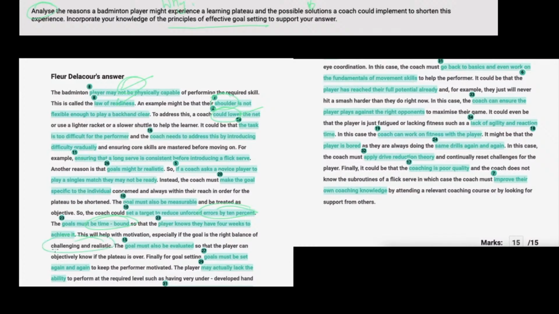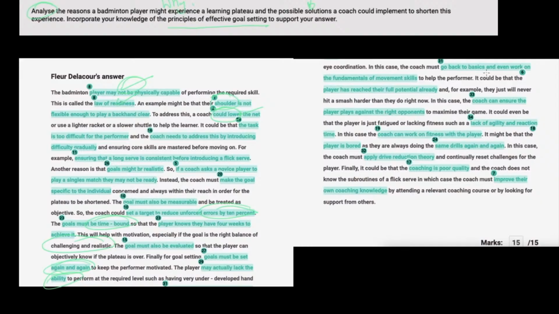Again, achievability, realism. The goal must also be evaluated, straight from SMARTER, so that the player can objectively know if the plateau is over. Finally, for goal setting, goals must be set again and again, redoing them to keep the performer motivated. Now we're going back into causes. The player may lack the ability, I said it was a bit harsh earlier, such as underdeveloped hand-eye coordination.